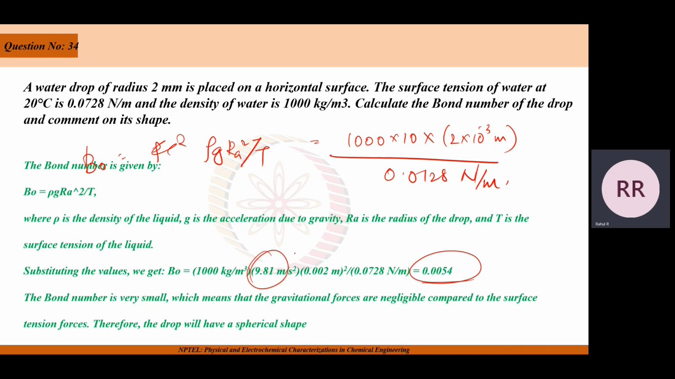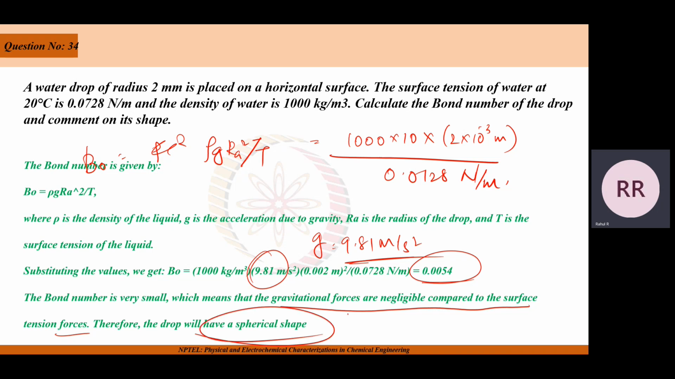So here this is by taking g to be 9.81 meter per second squared. By calculating this, we get the value 0.44. This is basically a ratio, so we don't have any units. Here the Bond number is very small, which means that the gravitational force is negligible compared to the surface tension force.